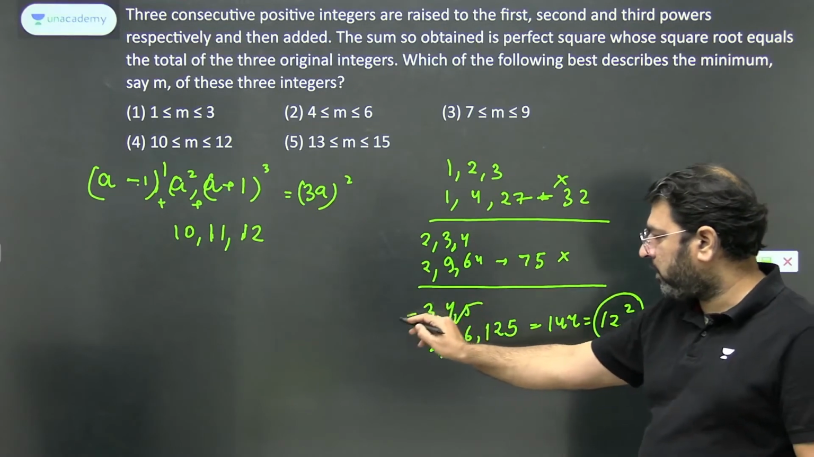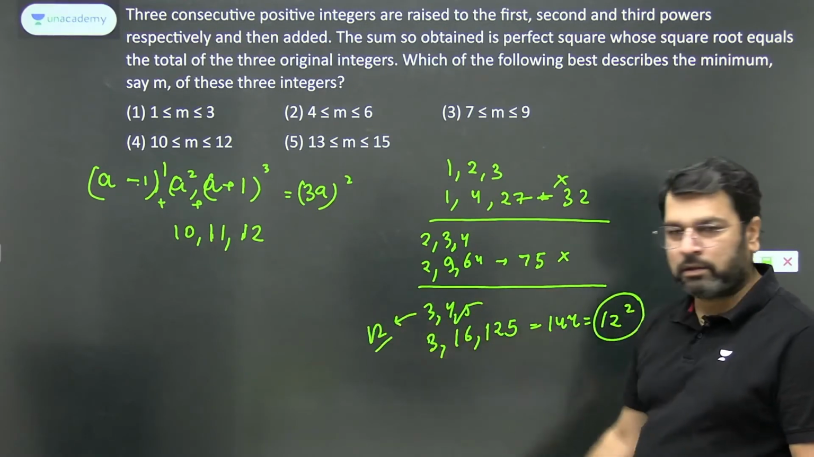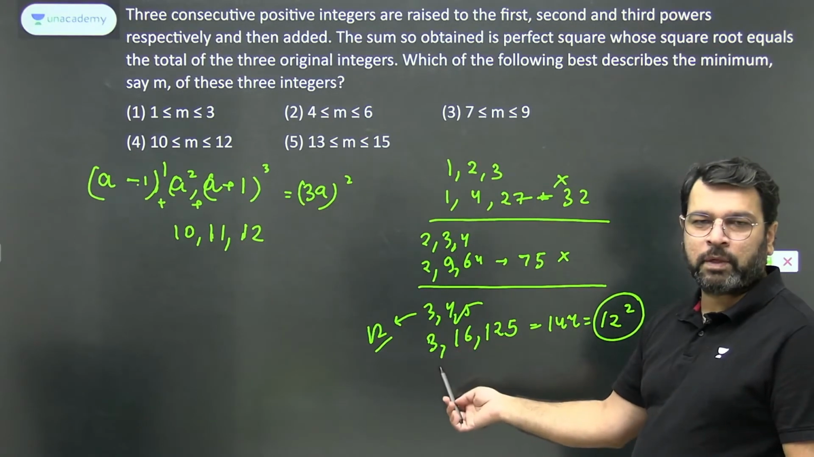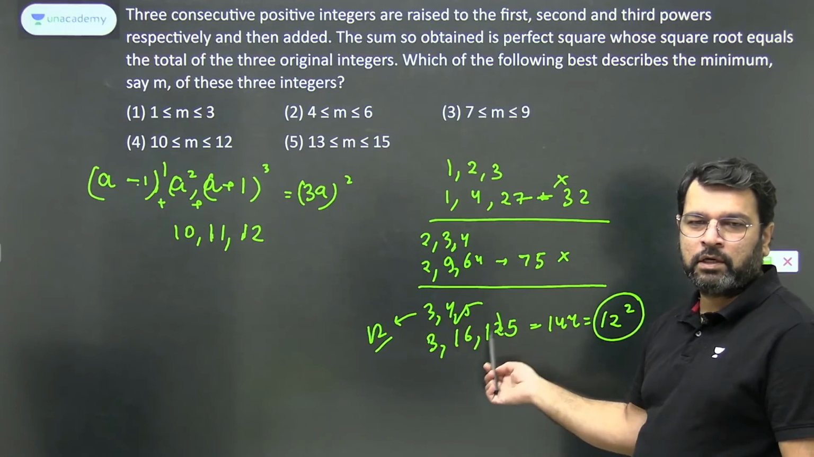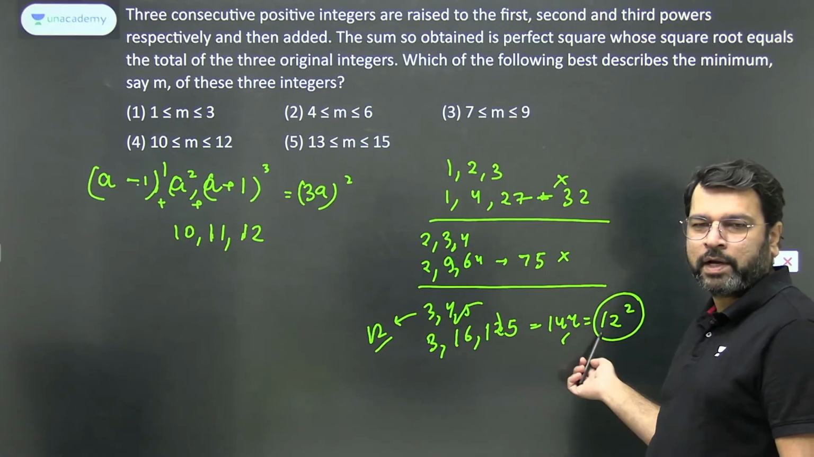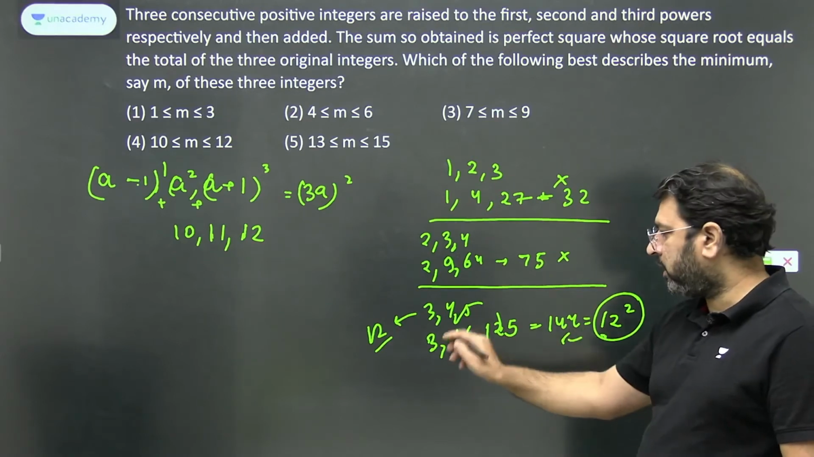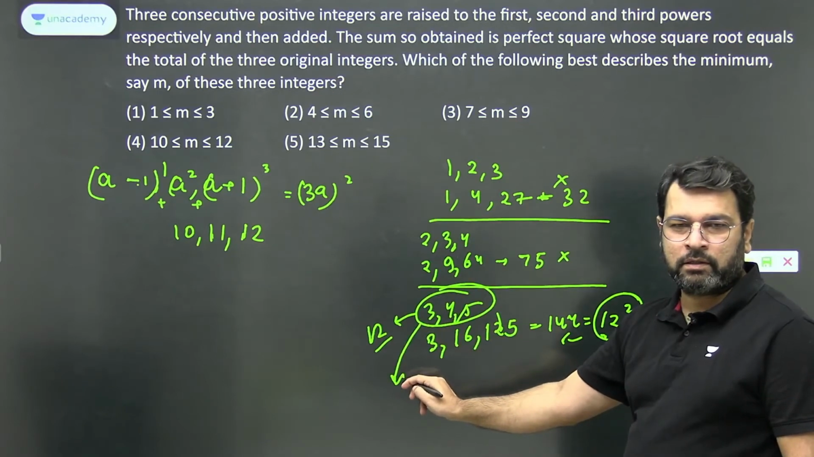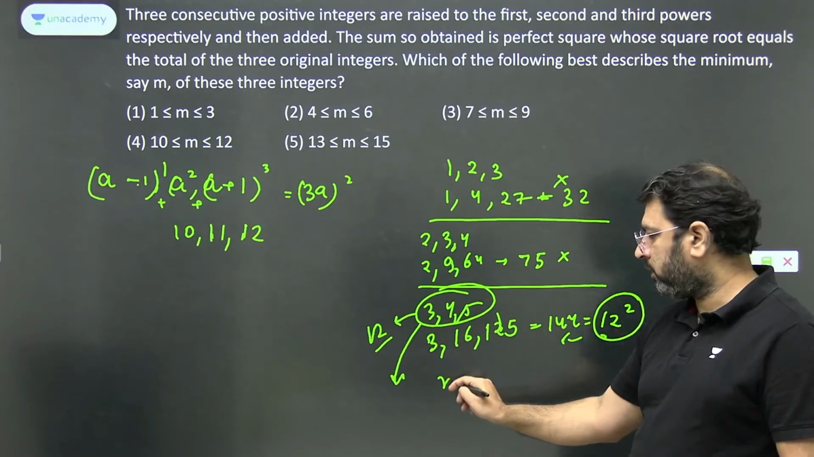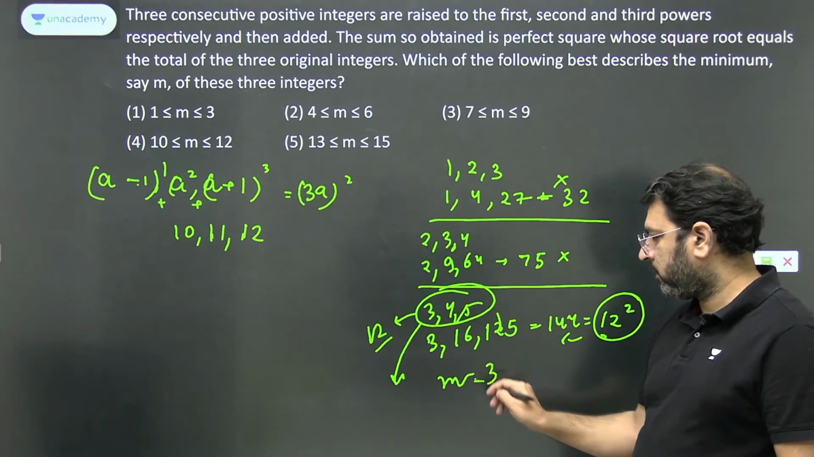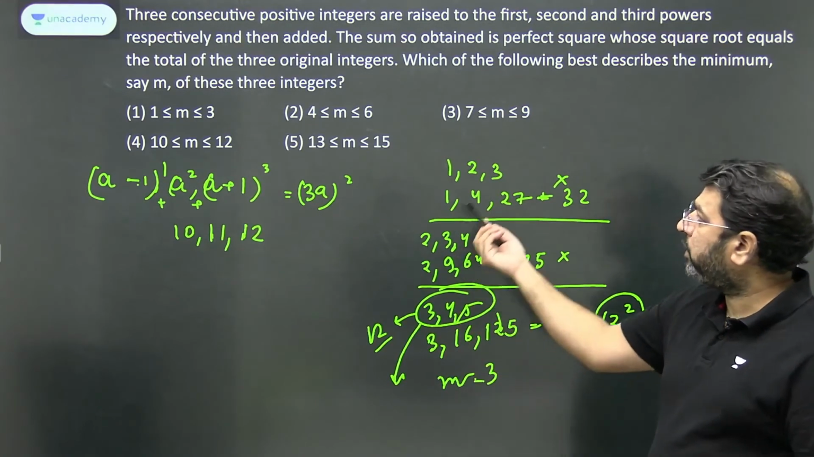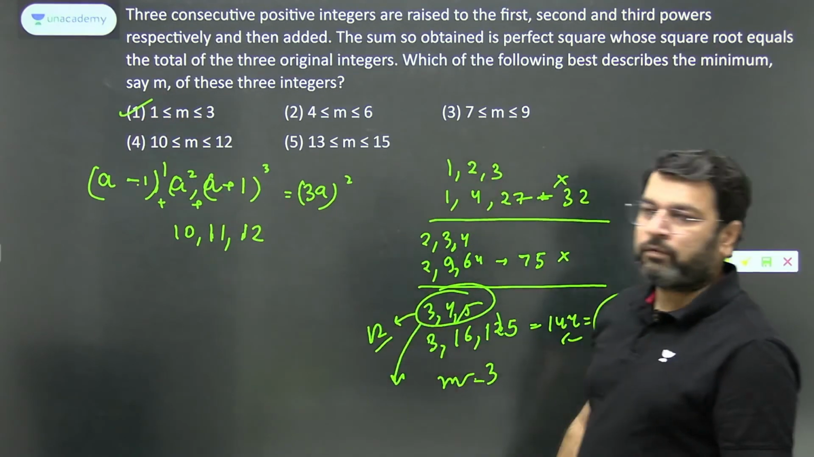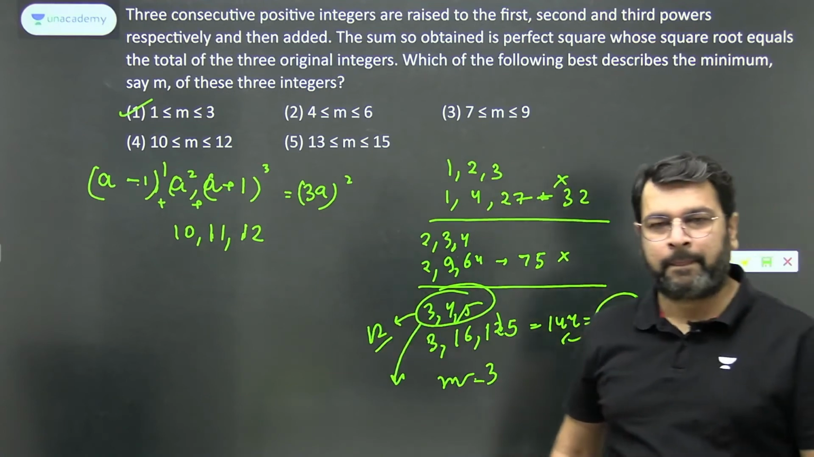And when you add these 3 numbers, it gives you 12 only. So the condition is satisfied: the first number is power 1, the second is power 2, the third is power 3. When you add them, it gives a perfect square whose square root is the sum of the numbers. So obviously these 3 are the numbers. The smallest number is 3. So that's your answer, m is equal to 3. Clear? So in which range is it? The answer is between 1 and 3. Clear?